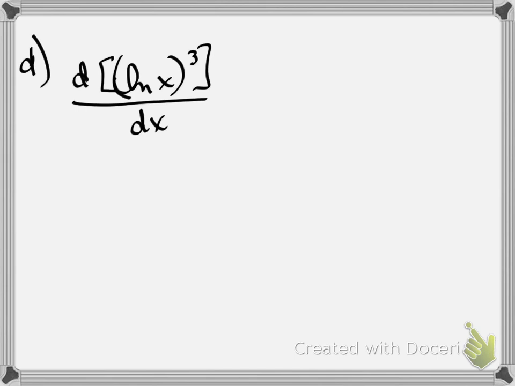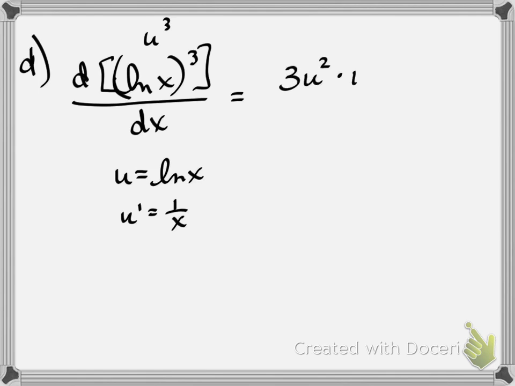Actually, this isn't one of our properties. This is chain rule. So u would be ln of x, and u prime would be 1 over x. This is the way this works. It's like we have u to the third, and we're trying to take the derivative of it. So chain rule says it's 3u squared times u prime.